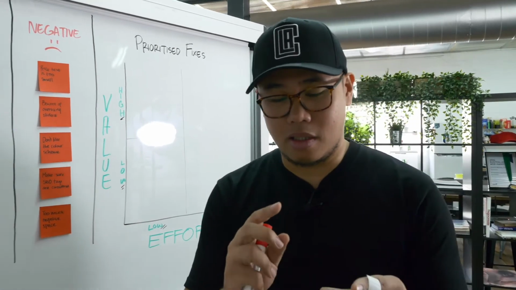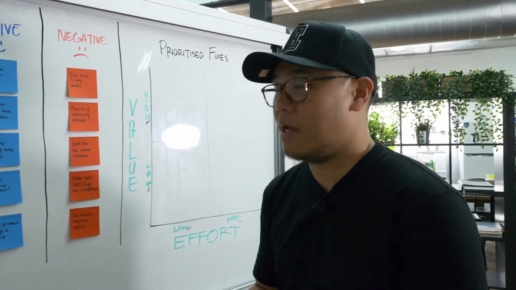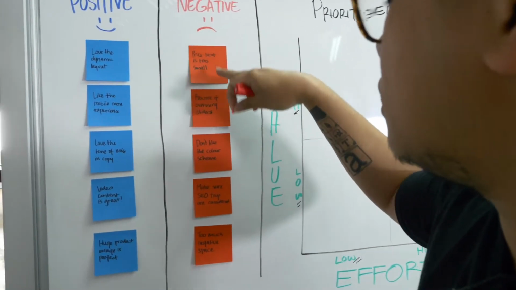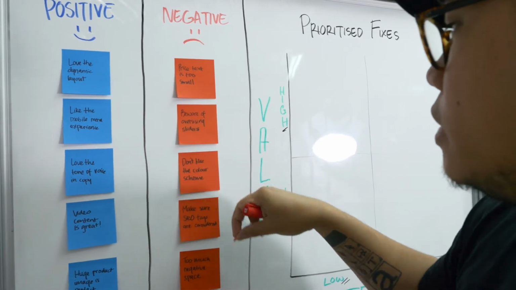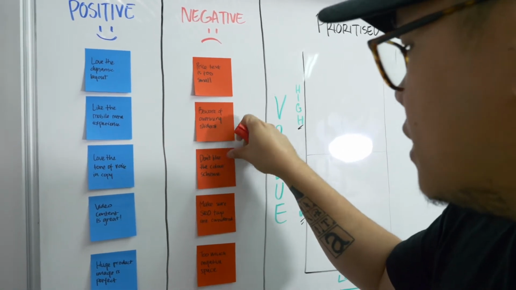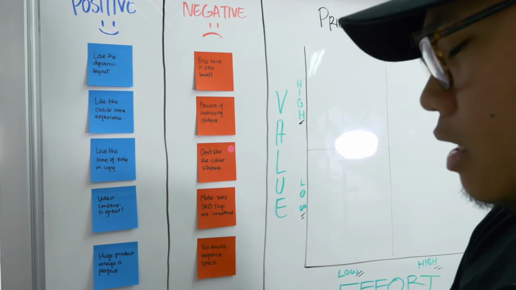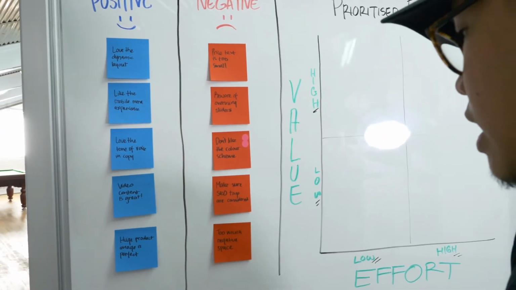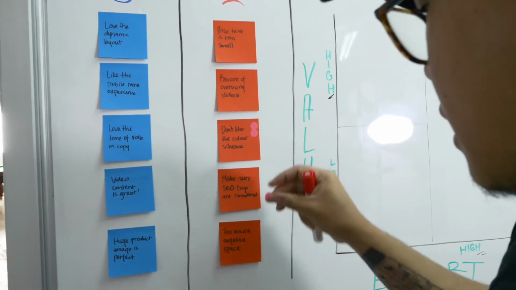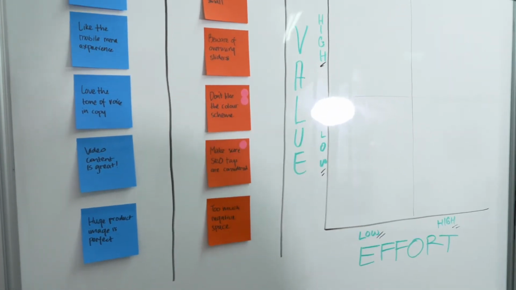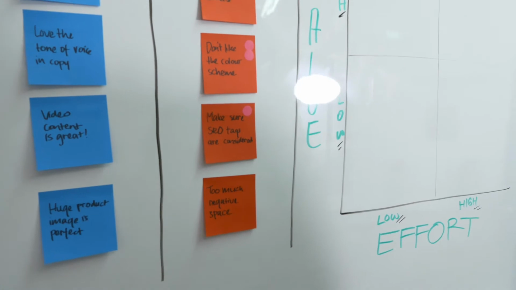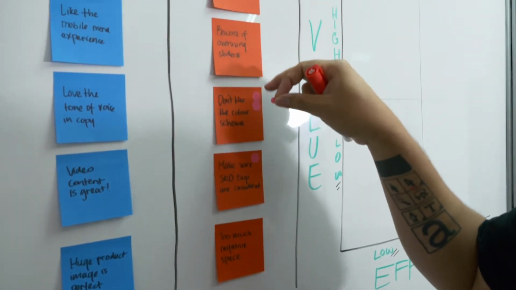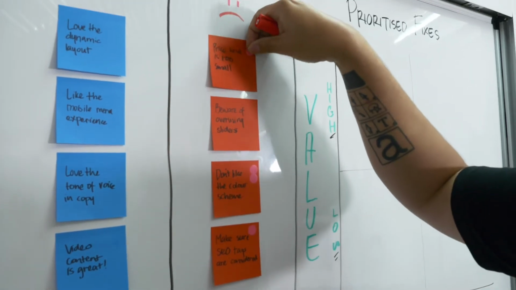I'm going to pretend I'm doing it right now, okay? Based on priority from a client's point of view. So price text is too small, that's important, but to me the most important thing to deal with is that I don't like the color scheme. That needs to be fixed, and so I'm just going to put a couple more. Make sure your SEO tags are considered. I think that's important too. There's too much negative space. I mean, that's all right. Let me just see. Beware of overusing sliders. Price text is too small.